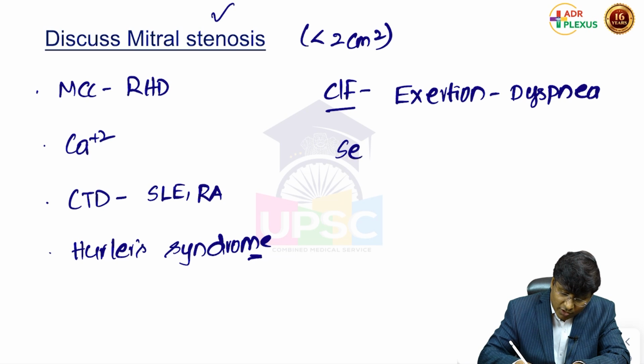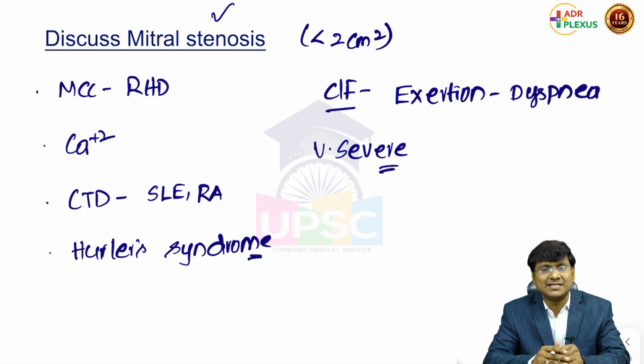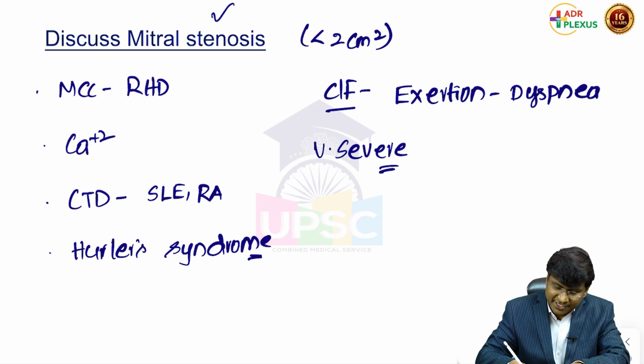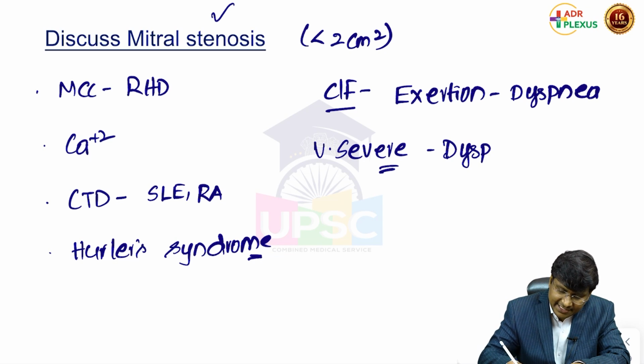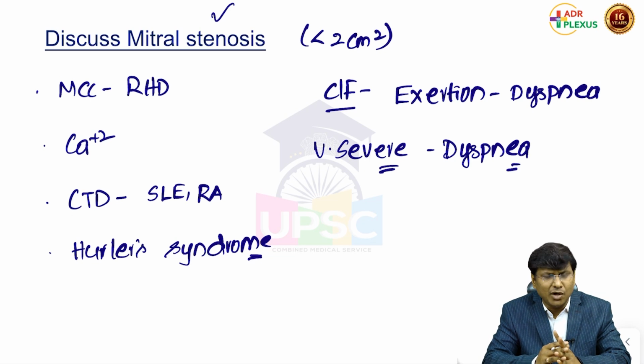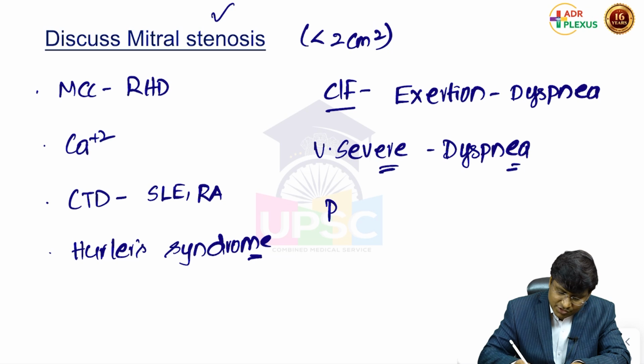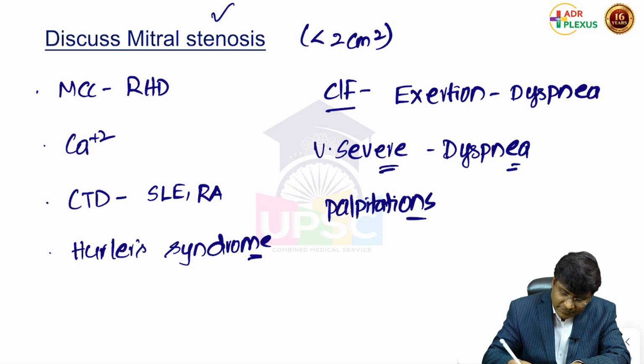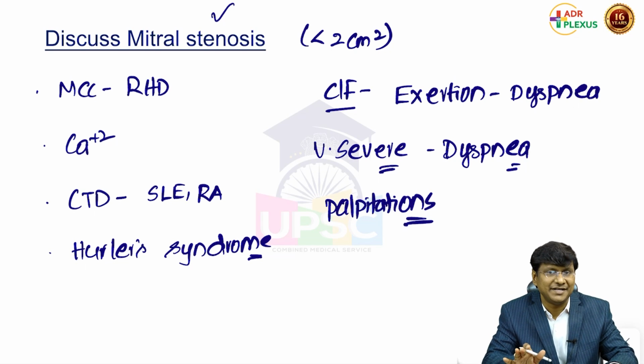Whereas in very severe mitral stenosis, where the valve area is less than 1 centimeter square, these patients will have dyspnea at rest, and that is because of the development of pulmonary edema. Not only that, because of the very severe mitral stenosis, there is left atrial dilatation causing atrial fibrillation, because of which these patients will also have palpitations, right?